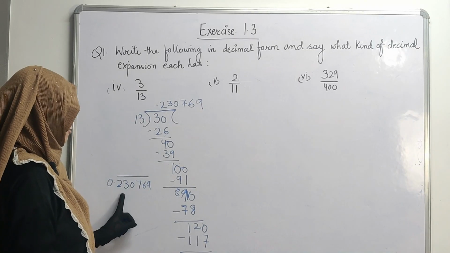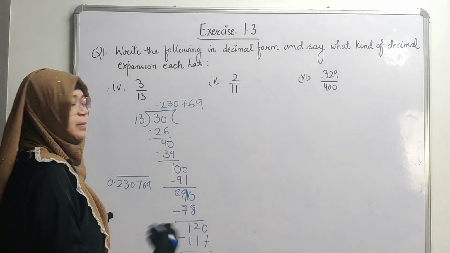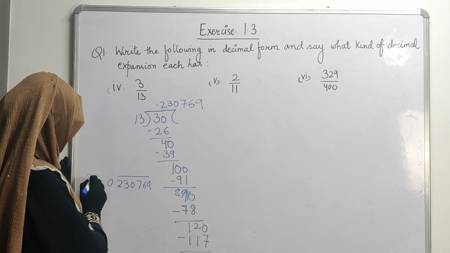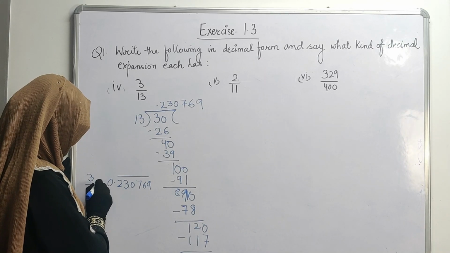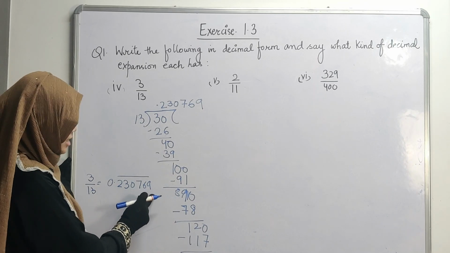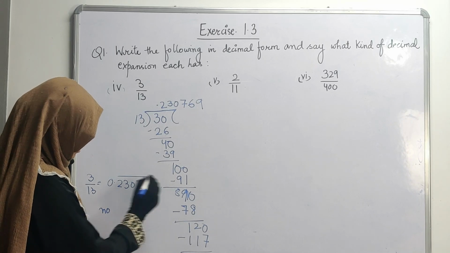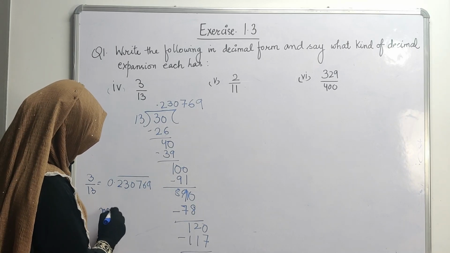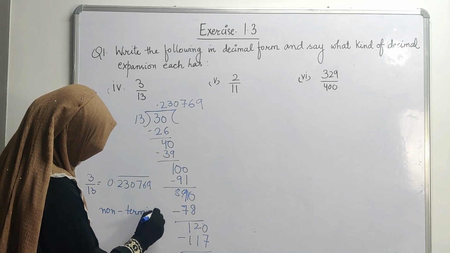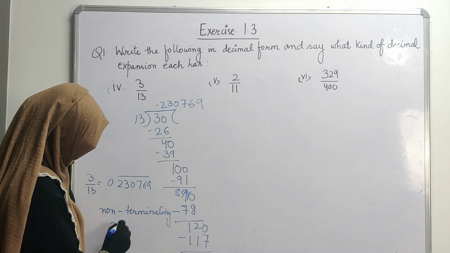It means if we are putting a bar on certain numbers, it means the numbers will repeat. Here, the decimal expansion of 3 upon 13 is 0.230769 bar, which is repeating. So, non-terminating repeating.